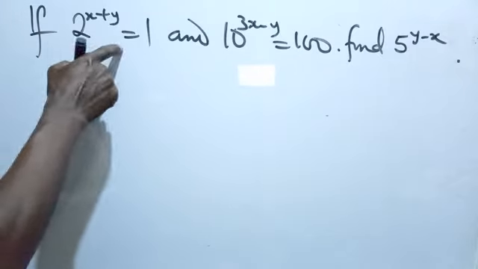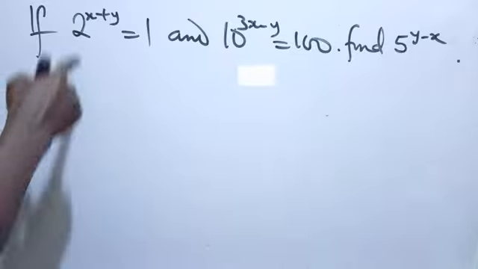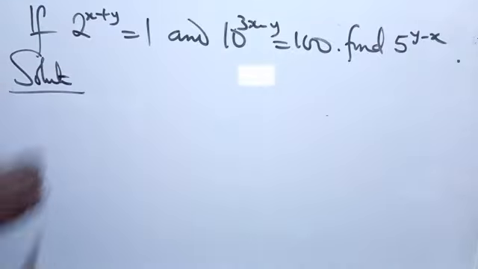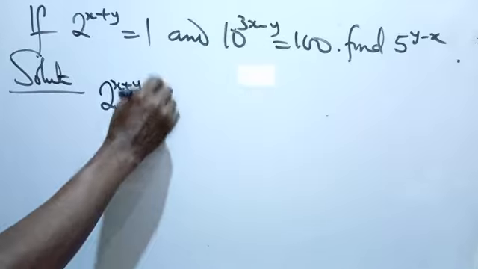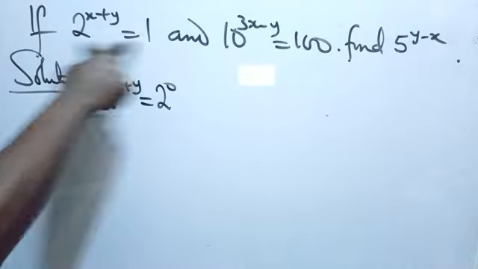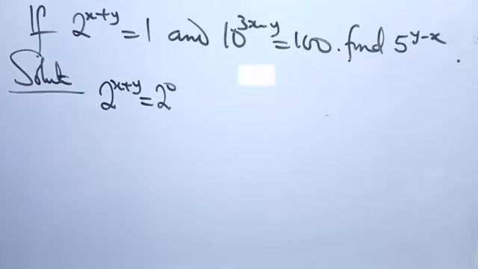We have two given initial equations. We have 2 raised to the power x plus y equals 2 raised to the power 0. So how do we solve this? Since we have 2 as the base here, and we have 1 here, and anything raised to the power 0 is 1, we can write 1 as 2 raised to the power 0.